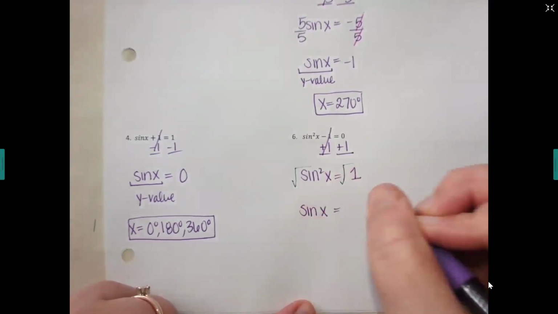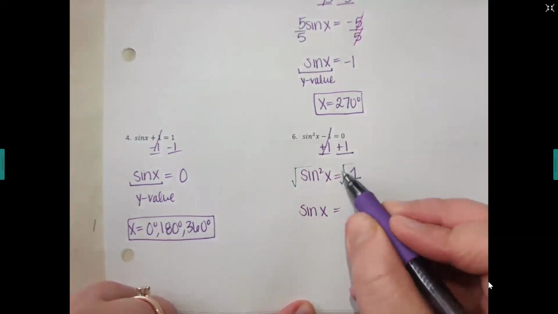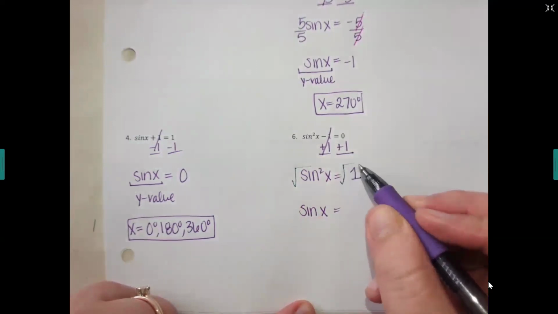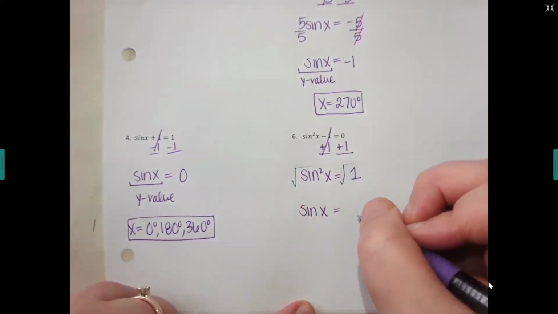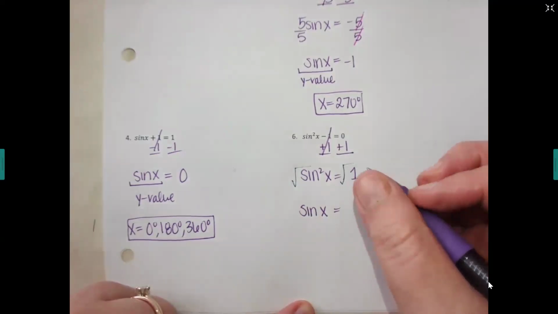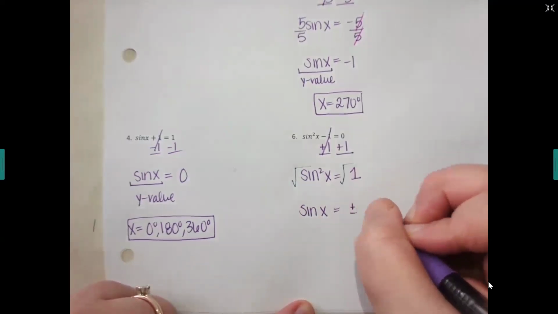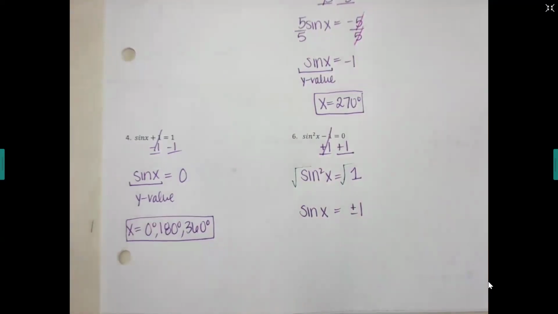What's the square root of 1? This is a perfect square. 1. Okay, and then technically, anytime that you take the square root, it's plus or minus 1. So here's what that means.